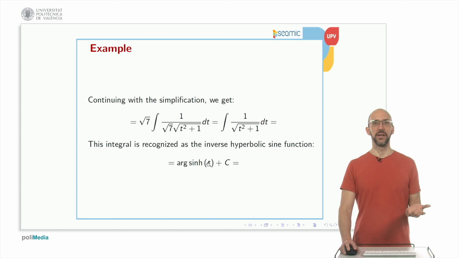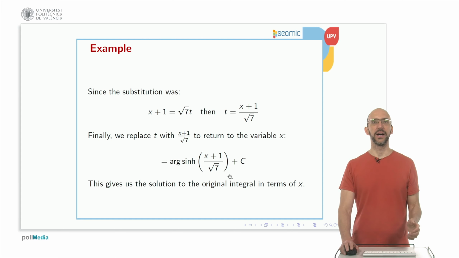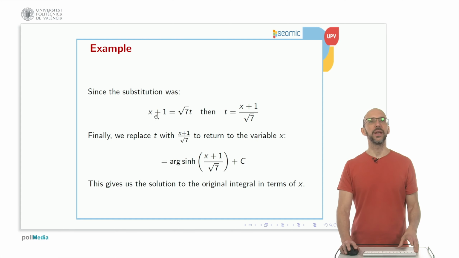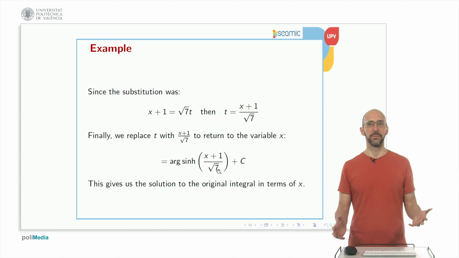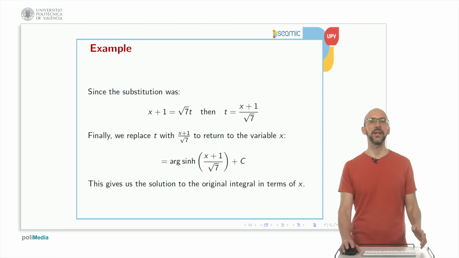So just plus c, and be careful, we applied a change of variable. We need to undo this change. So the change was x plus 1 equals the square root of 7 times t. If you solve for t, you get this, and you only need to replace t by this expression. Yeah, I know, it's an ugly expression at the end, but the integral is solved.